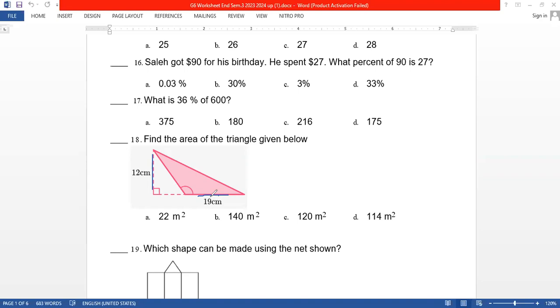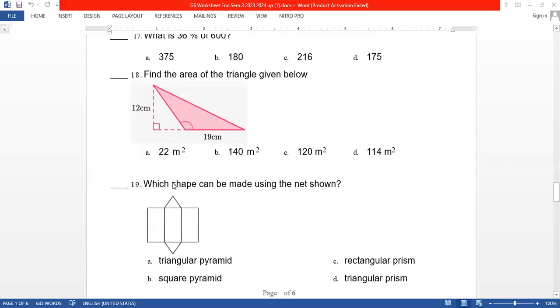So base multiply height divide 2. As you know, we need to multiply 19 by 12, then we divide by 2. Or 19 times 6 directly, because 12 divided by 2 equals 6. So 19 times 6. If you multiply 20 by 6, 120, so 114. So you have to improve your calculations.